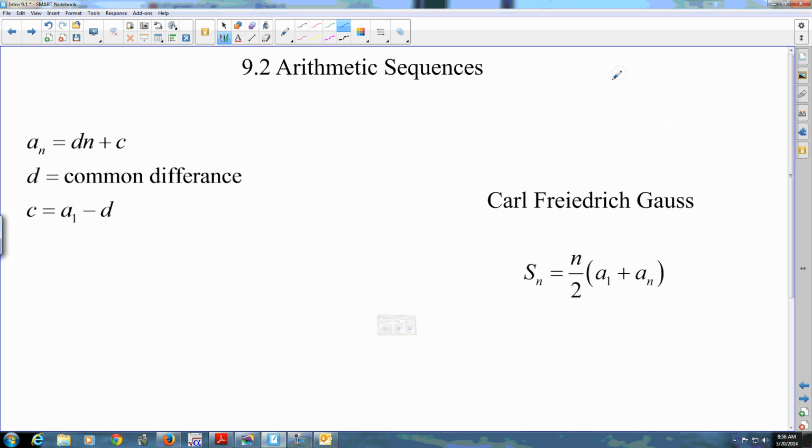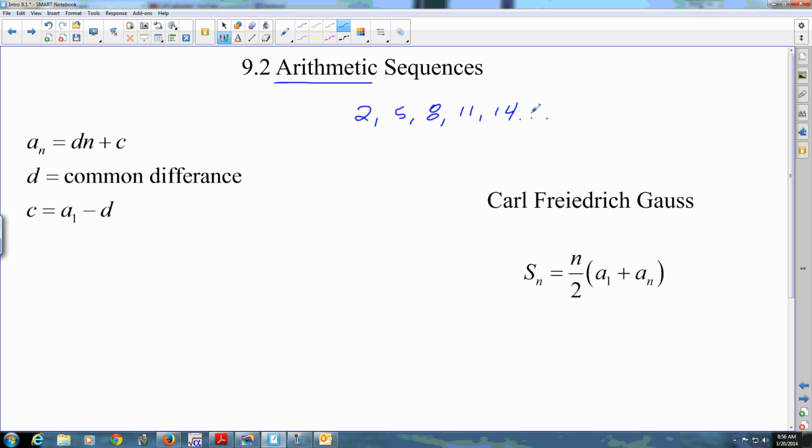Hello everyone, this is for section 9.2 for pre-calc. It's on arithmetic sequences. An arithmetic sequence is a sequence of numbers that has a common difference, like 2, 5, 8, 11, 14, and so on. When there's a common difference, it's arithmetic.